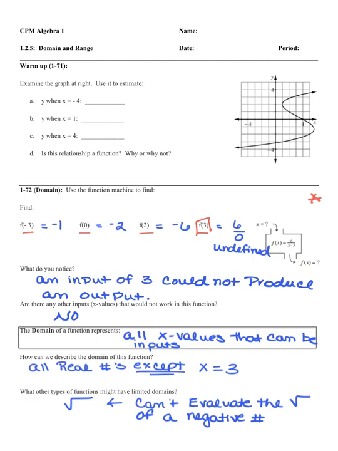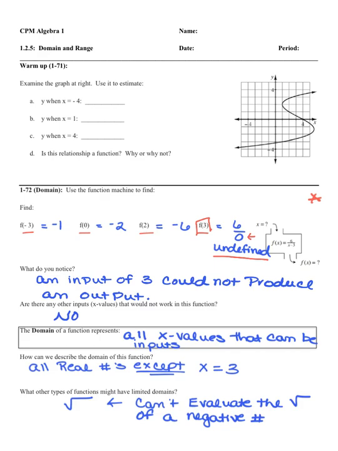Then we ran into a problem because we had 0 in the denominator, and we had a nice discussion in class about why we can't divide by 0. We said at the input of 3, this function is undefined, meaning the function machine does not understand an input of 3. It's like putting Monopoly money into the candy machine. It doesn't understand the input, so it can't give us an output. We said there was no other input that would produce that situation. An input of 3 was the only one that wouldn't work.